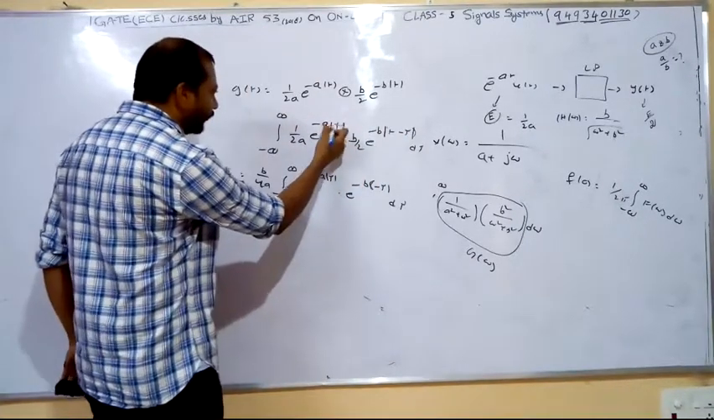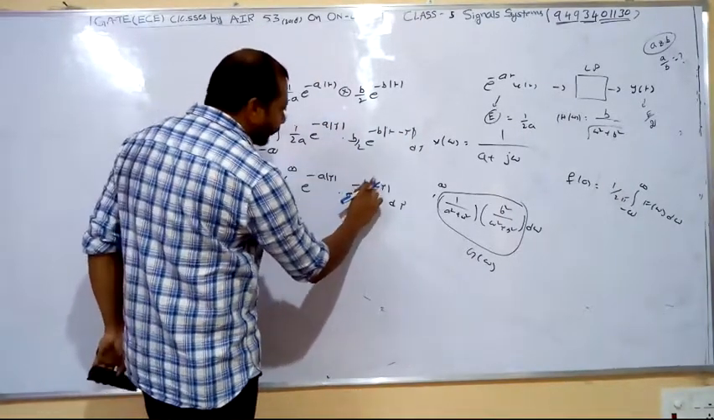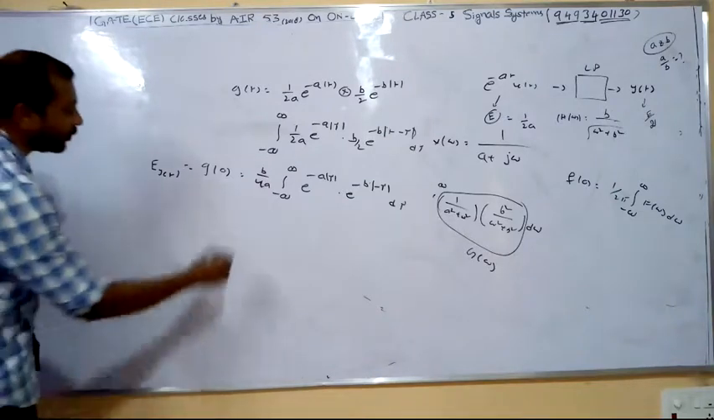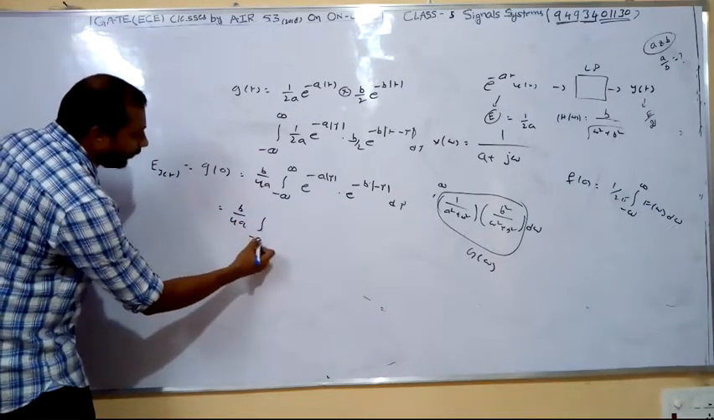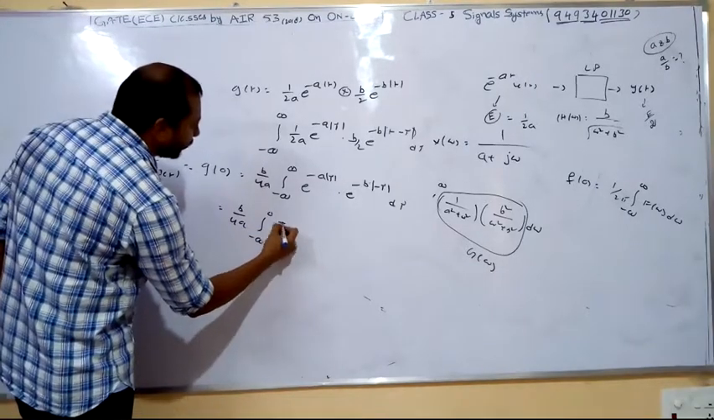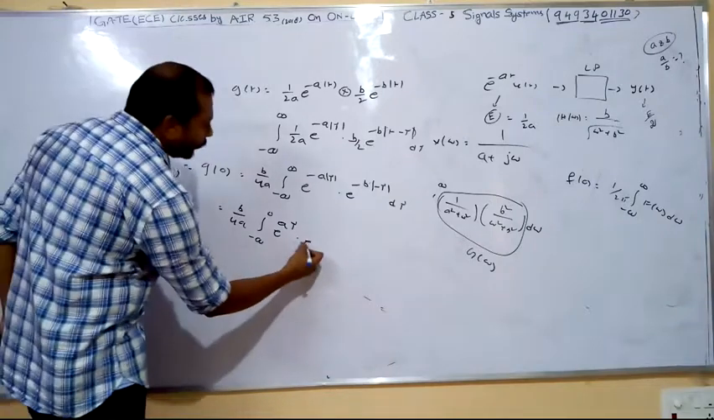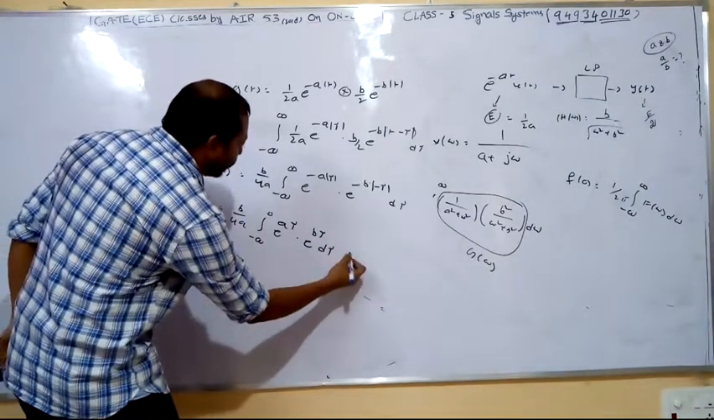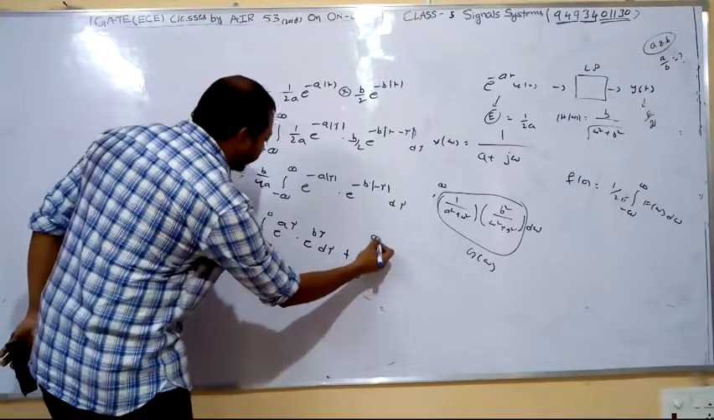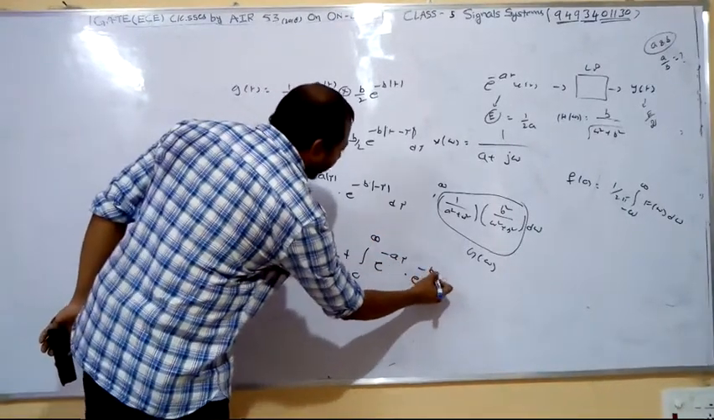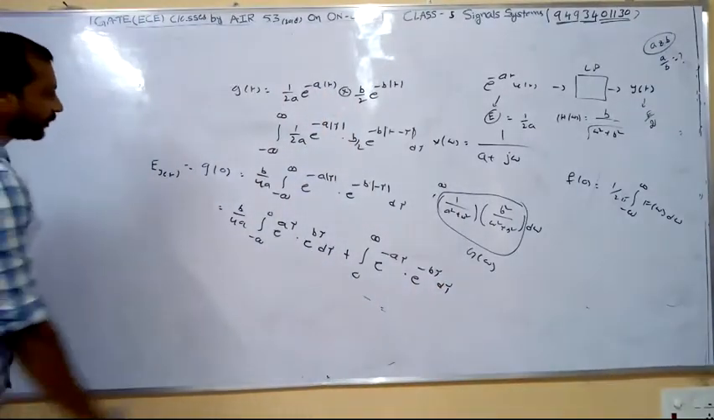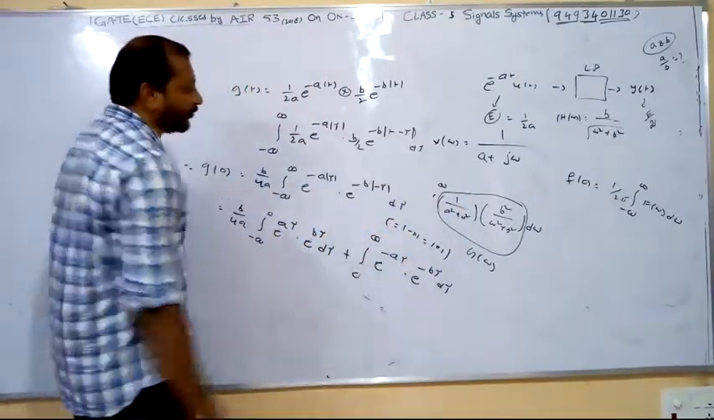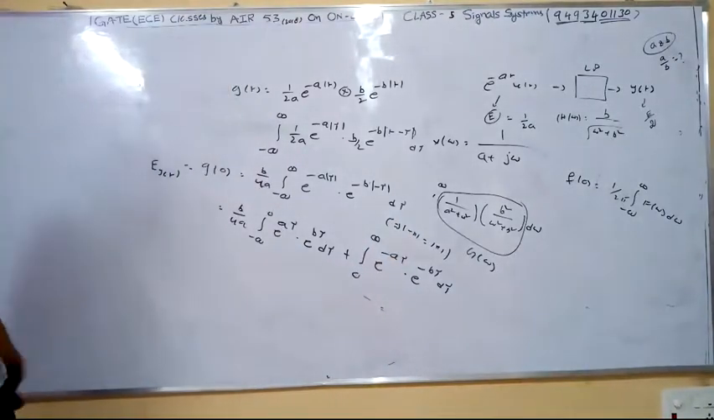You get e to the power minus a mod tau, and you have e to the power minus b mod of minus tau, which can be represented as e to the power minus b mod tau. I am going to separate this into parts because we have the modulus: from minus infinity to 0, we have e to the power a tau into e to the power b tau d tau, plus the integration from 0 to infinity of e to the power minus a tau into e to the power minus b tau d tau. Modulus of minus x equals modulus of x, since modulus of x is an even signal. Modulus of minus tau can be represented as modulus of tau only.